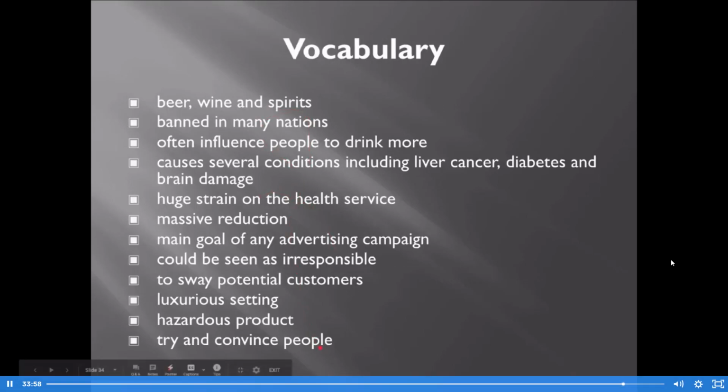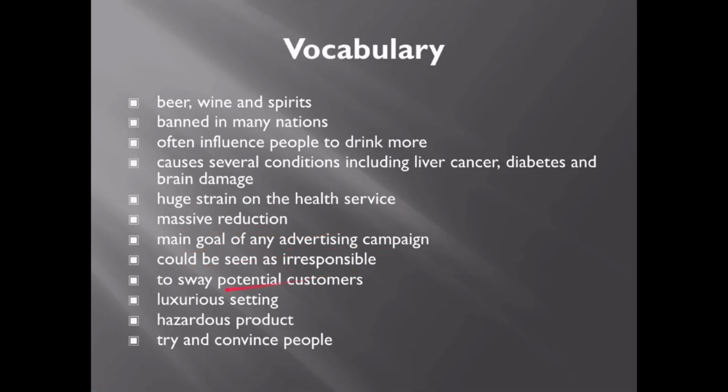So let's have a look at some of the vocabulary that we used. Beer, wine, and spirits, banned in many nations, often influence people to drink more, causes several conditions including liver cancer, diabetes, and brain damage, huge strain on the health service, massive reduction, main goal of any advertising campaign, could be seen as irresponsible, to sway potential customers, luxurious setting, hazardous product, try and convince people. So we have no fancy vocabulary in here. We're not trying to use really long, complicated words.